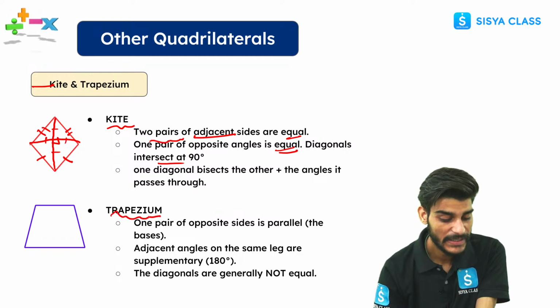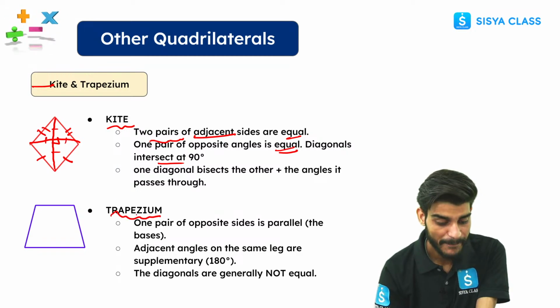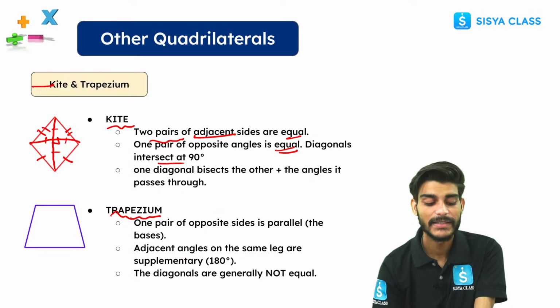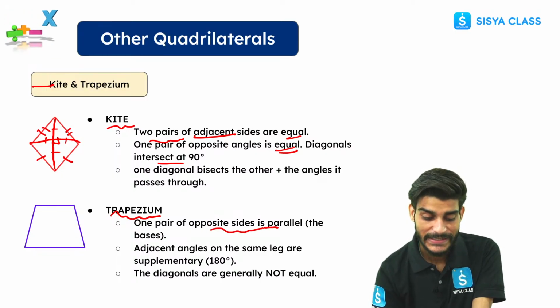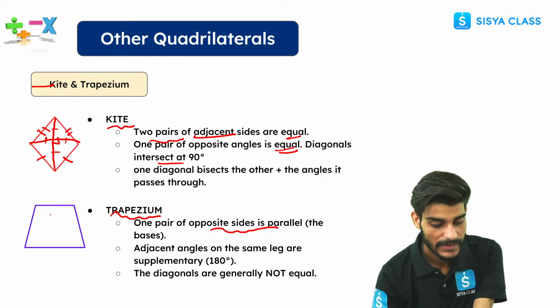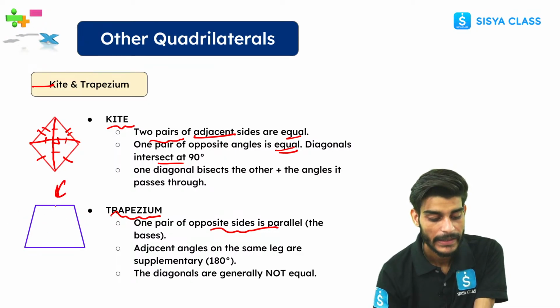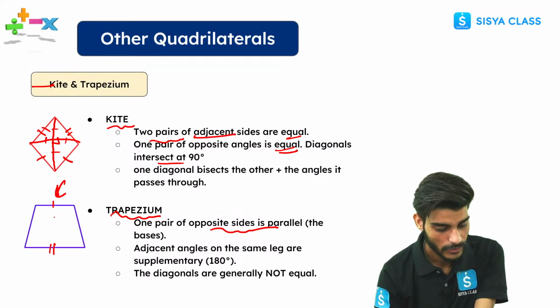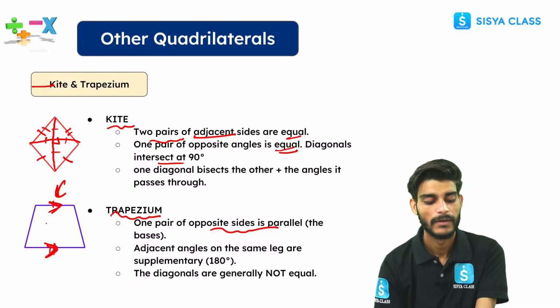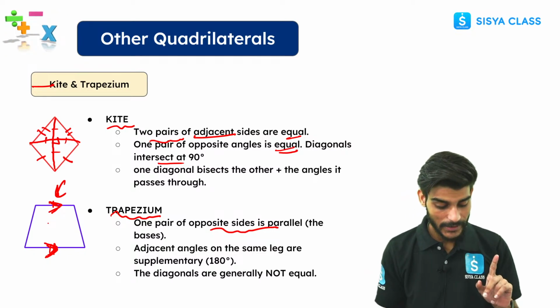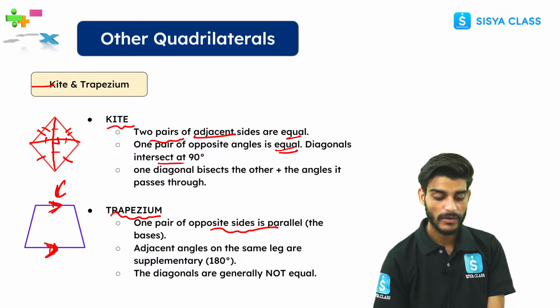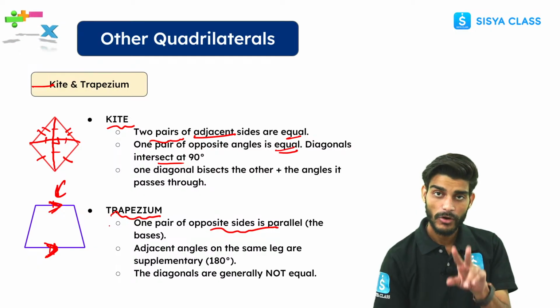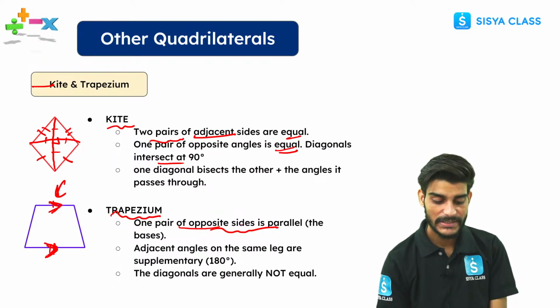Next one is about trapezium. So in trapezium, one pair of opposite sides is parallel. See here, this is the shape of a trapezium. Here one side is parallel. So this is parallel, not equal. Okay, let me denote this in this form. These are parallel but not equal. So opposite sides are parallel here, not both sides, one pair. One pair of opposite sides is parallel.